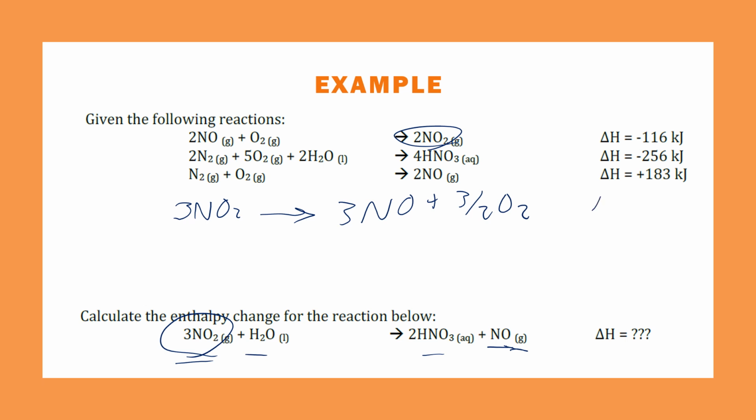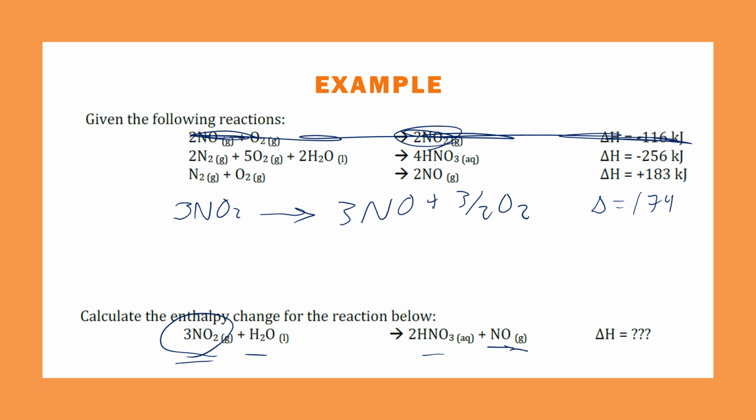And my delta H times the negative 3/2, because I flipped it, so it changes sign, so negative, times 3/2, because that's what I did with the reaction. And I get 174 for that one. Okay, so that cancels out.